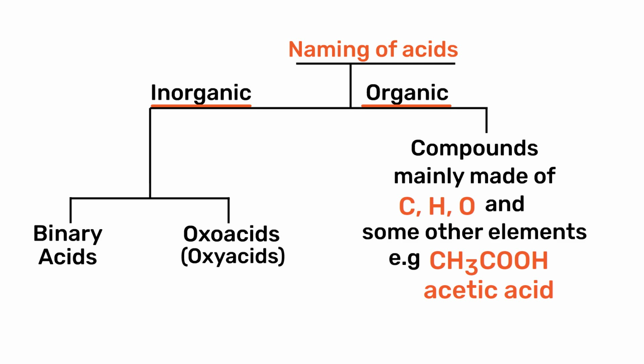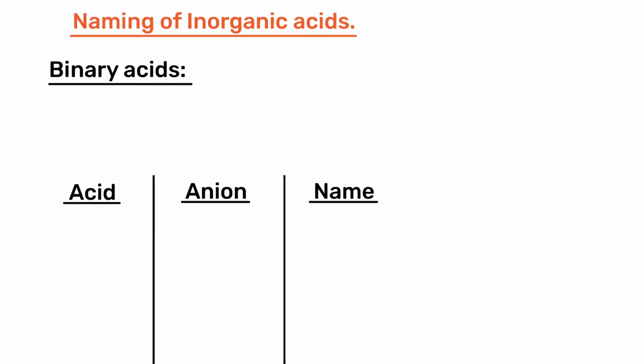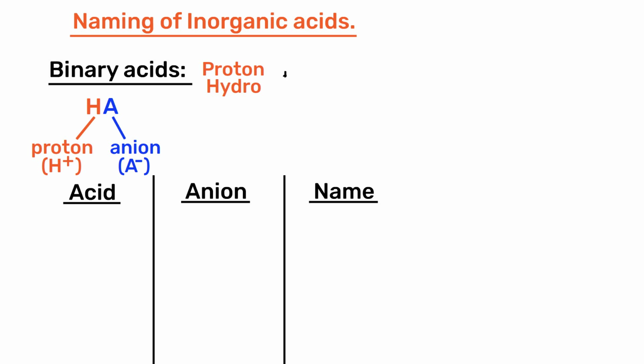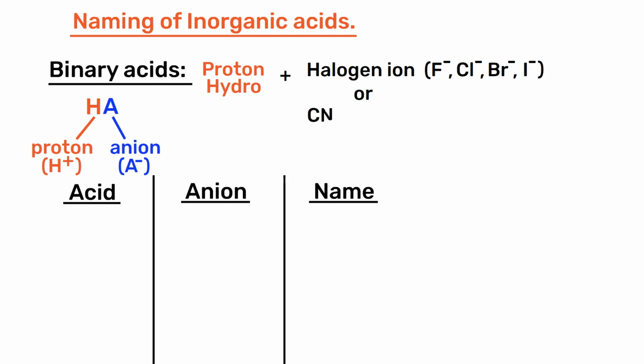Inorganic acids can be broadly classified into binary acids and oxo acids. For naming inorganic acids, the type of anion determines the name, and the suffix of the anion is changed. So what does that mean? Binary acids have two parts, the proton and a simple anion like a halogen or a cyanide ion. The proton is named as hydro, and along with that we name the anion, but the suffix of the anion is changed.